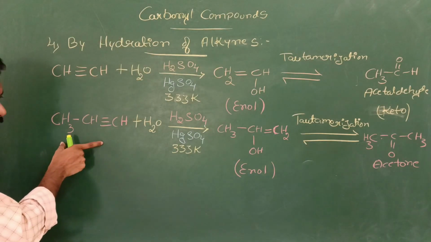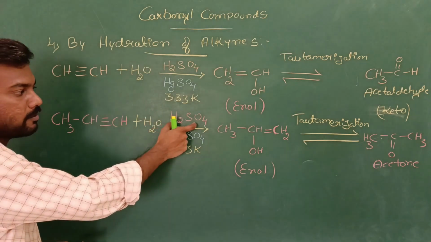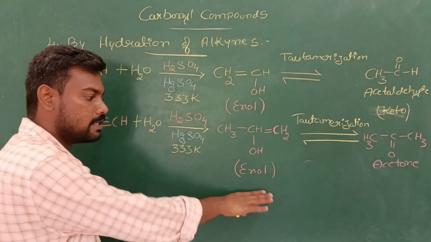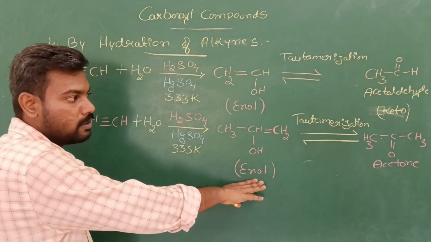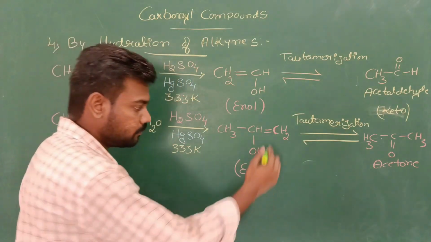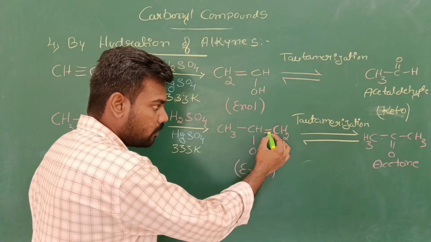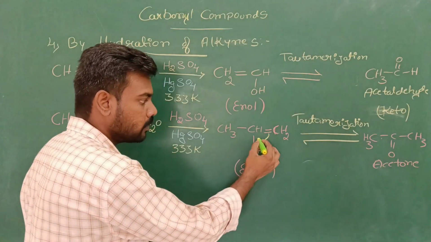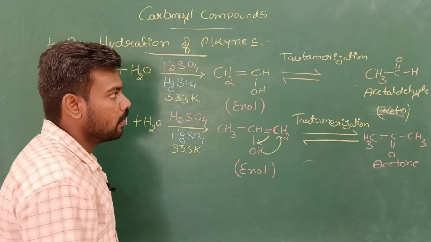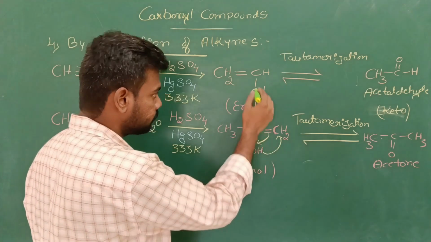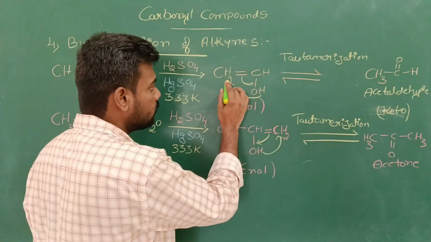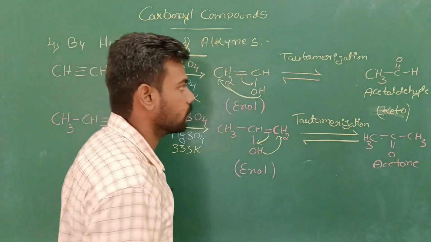When propyne is on hydration in the presence of sulfuric acid and mercuric sulfate at a temperature of 333 Kelvin, it forms an unstable compound known as enol, which undergoes tautomerization to form acetone. See here, the double bond will break and shift to here. This hydrogen is transferred to the carbon atom. Clear?